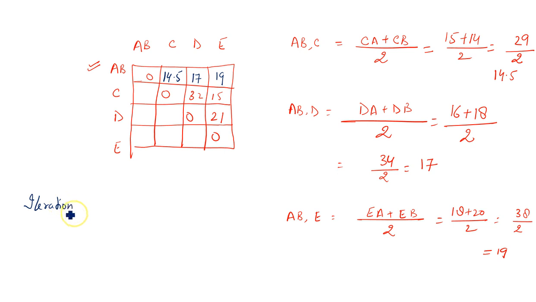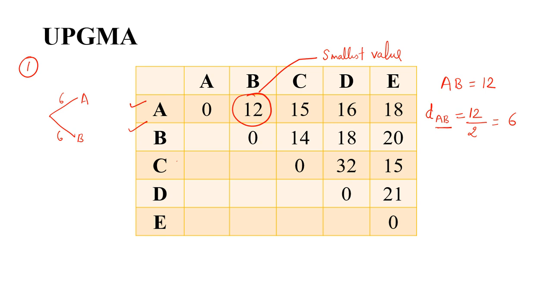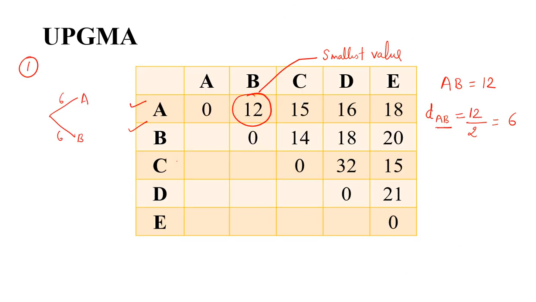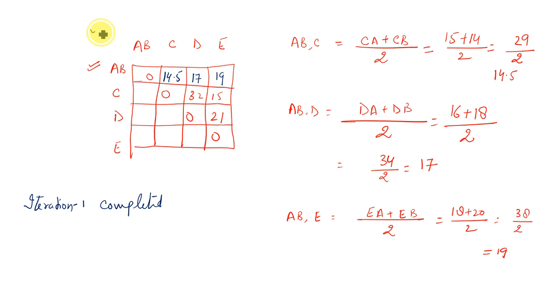Iteration 1 completed. Now we have to repeat the steps again, iteration by iteration, until all nodes are visited. So now, previously this one was working as the main matrix. Now this matrix will become the main matrix. That matrix work has been done. So now again you have to find the smallest node. So what will be the smallest node?